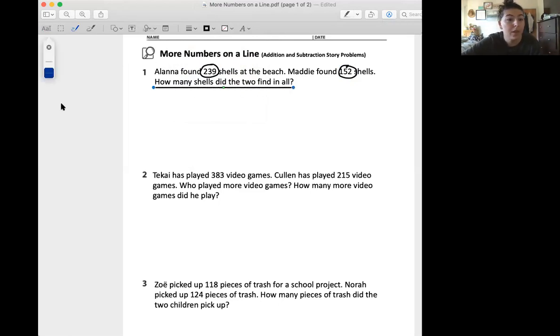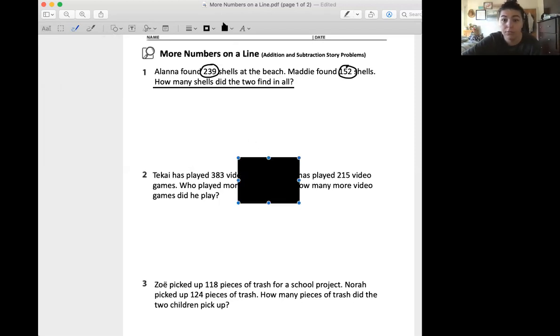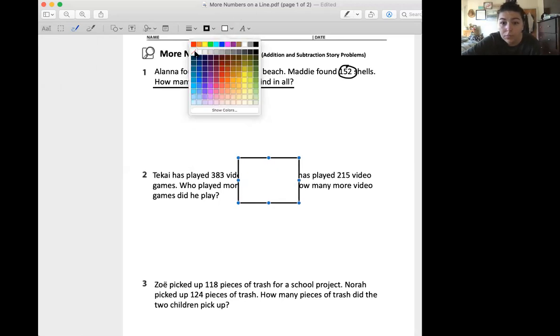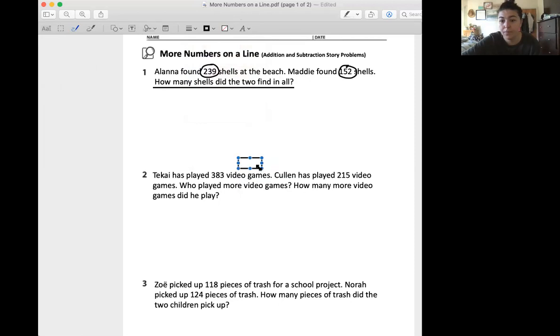I'm going to box my keywords. So in all is my keyword here. I'm going to use my box tool. So I have in all. And now I'm going to eliminate anything I don't need. I don't think this one has extra information, so I think that one I'm all set on. But then I'm going to solve it. And then after, I would think, does my answer make sense?